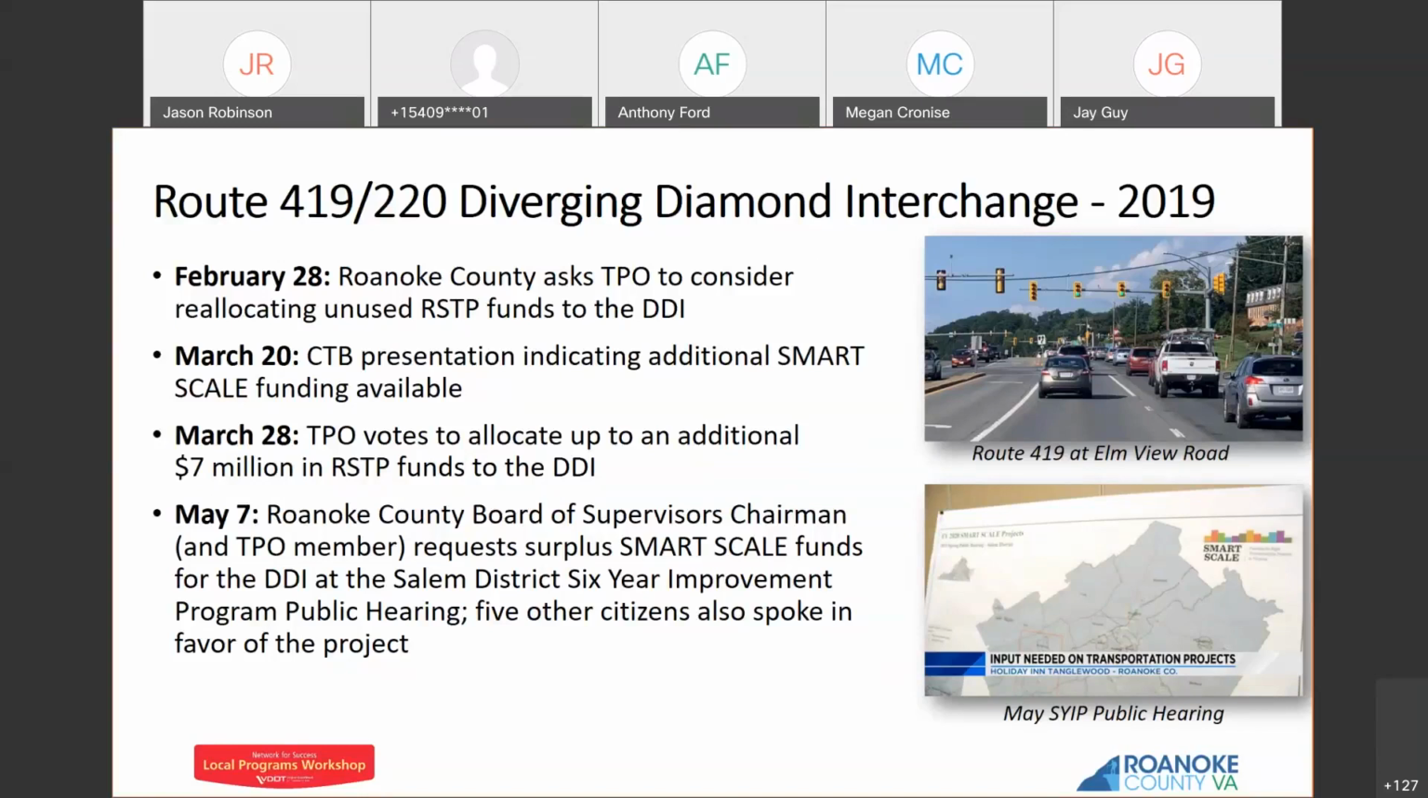In May, we had our 6-year plan meeting here in the Tanglewood area in Roanoke County for the Salem District. And our Roanoke County Board of Supervisors chairman, who's also a TPO member, requested surplus Smart Scale funds for the DDI at that meeting. We also had 5 other citizens speak in favor of the project. Next slide, please.